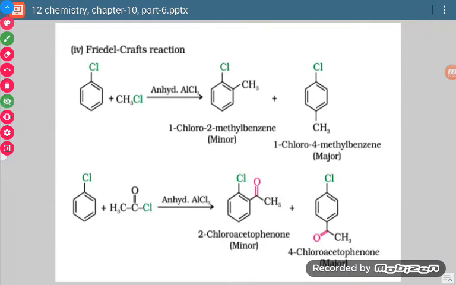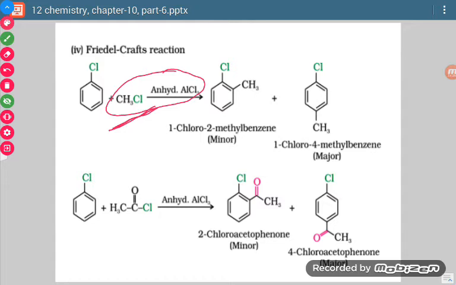Now these are two more important reactions. One is called Friedel-Crafts alkylation and the other is called Friedel-Crafts acylation. In alkylation, an alkyl group is to be added at the ortho and para positions. For this we have to take an alkyl halide in the presence of a Lewis acid. Just like if you want to add a CH3 group, then CH3Cl is to be taken in the presence of anhydrous AlCl3, which is the Lewis acid.